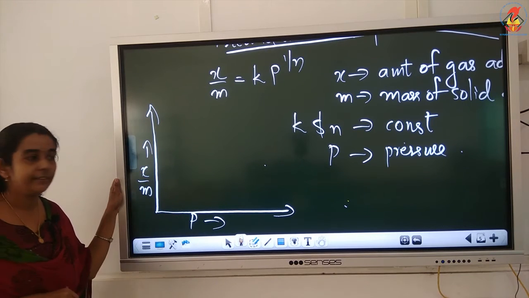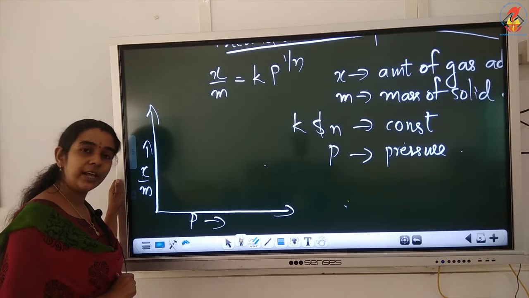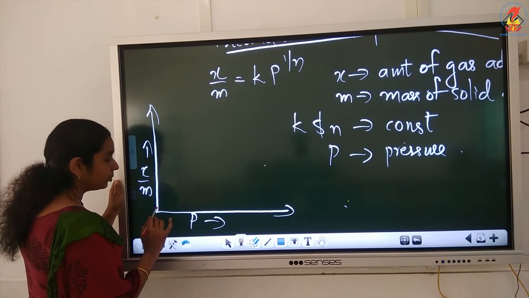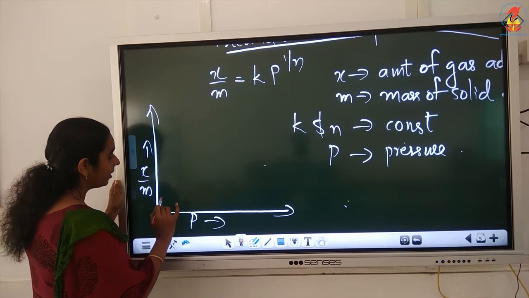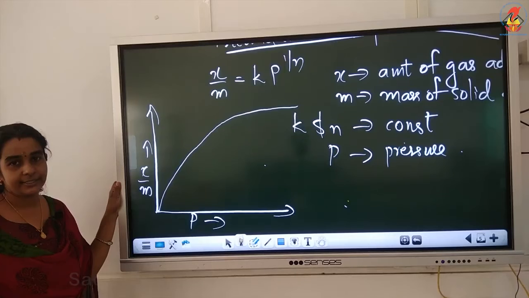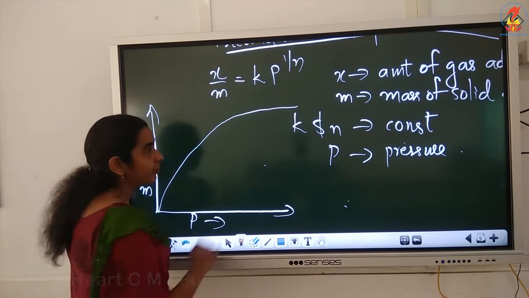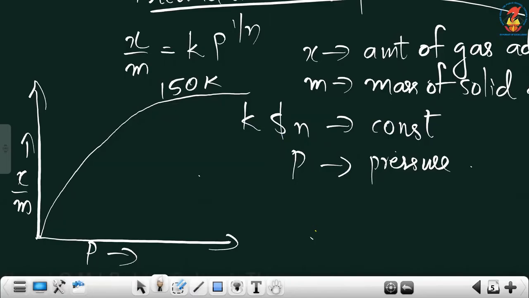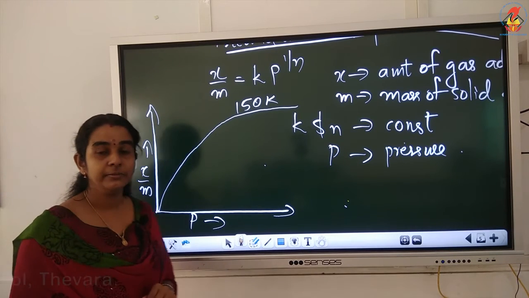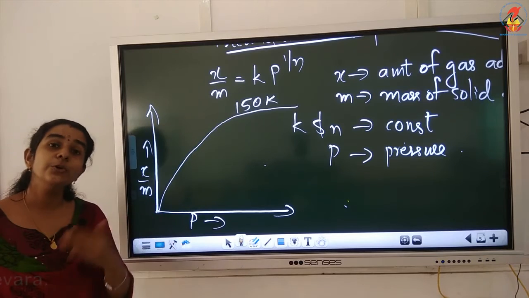So at 150 Kelvin, when I increase pressure, what happens to x by m? Yes, as pressure increases, x by m increases. That means more and more gas can be adsorbed on the surface of solid, and finally it goes parallel to the x-axis. So this is an adsorption isotherm which is drawn at 150 Kelvin constant temperature. Now again, if I want to draw another isotherm at a higher temperature, let it be 250 Kelvin.